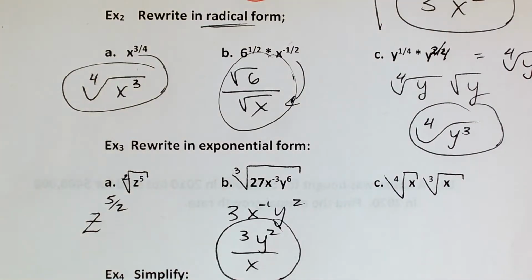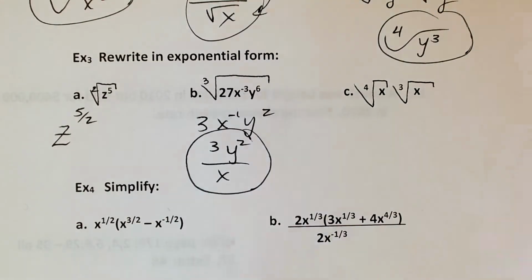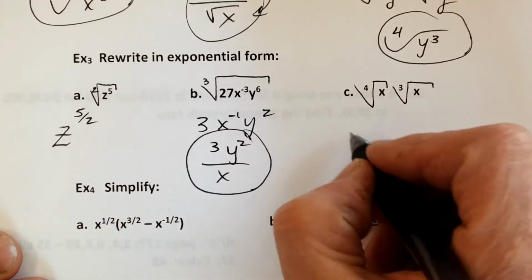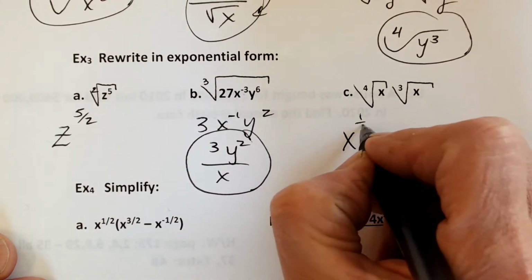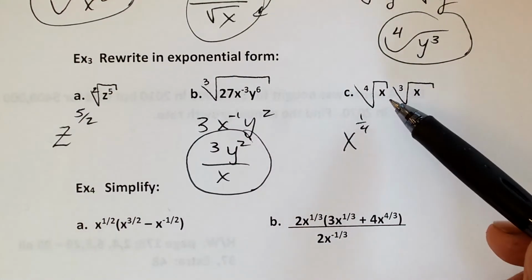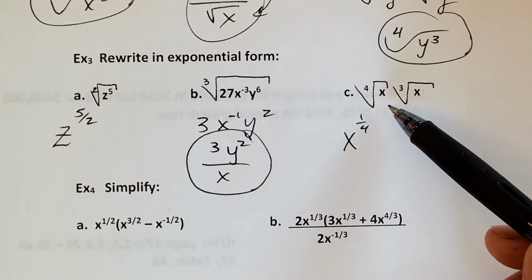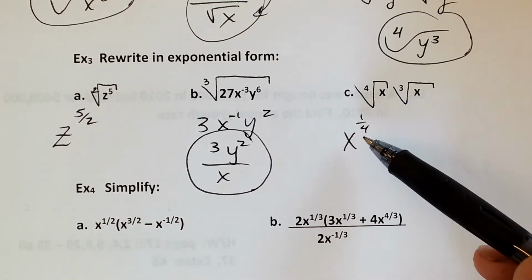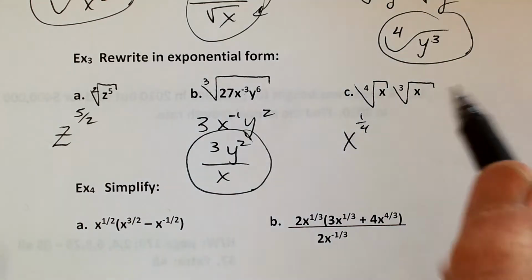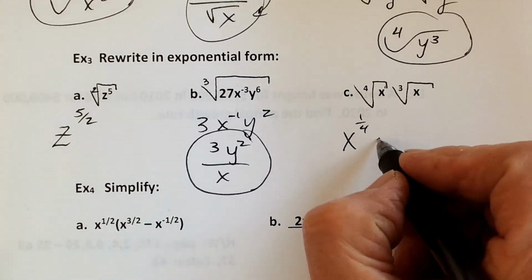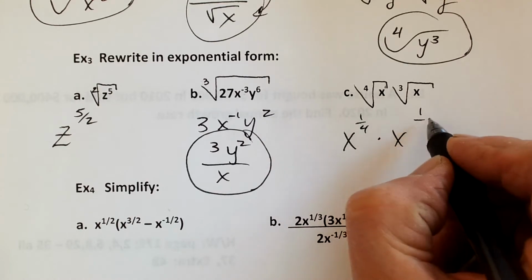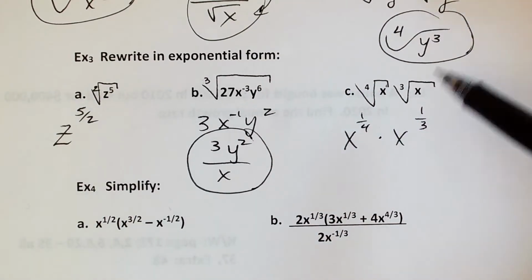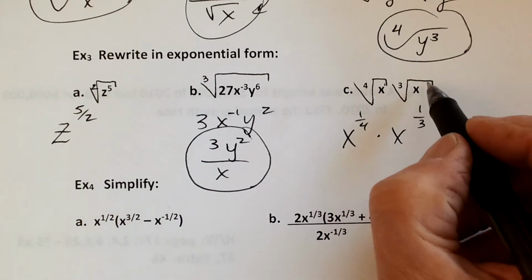Now, C is not hard as long as we understand something about fractions. A lot of kids have a really hard time with C, but you guys aren't going to because you know how to do fractions, right? Of course you do. This is an x to the 1/4. Do you see the 1/4? Because there's an invisible one right here, right? Times an x to the 1/3. Because there's an invisible one right here, okay?